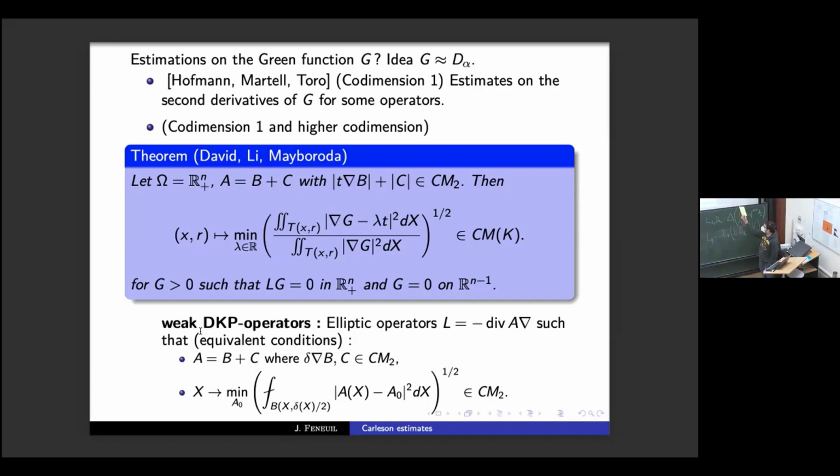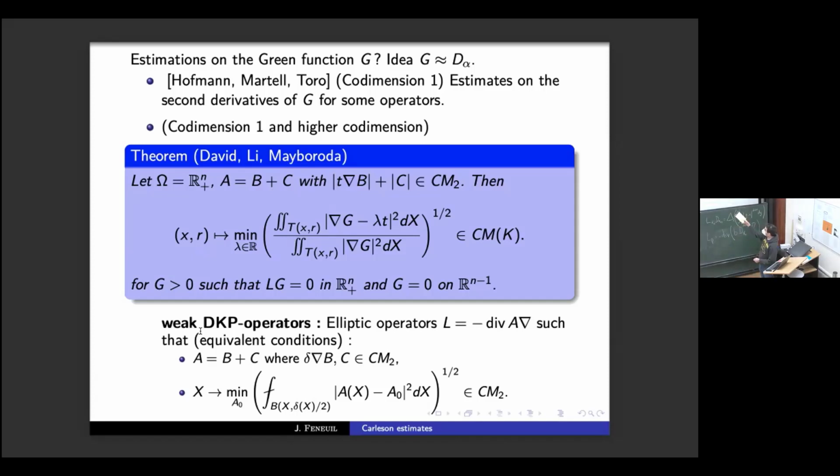So the idea is to say that the Green function is close to our smooth distance. Because we know that we have some magic alpha. We say that the Green function, what we call the Green function with pole at infinity, so it's a special Green function, will be exactly the distance.